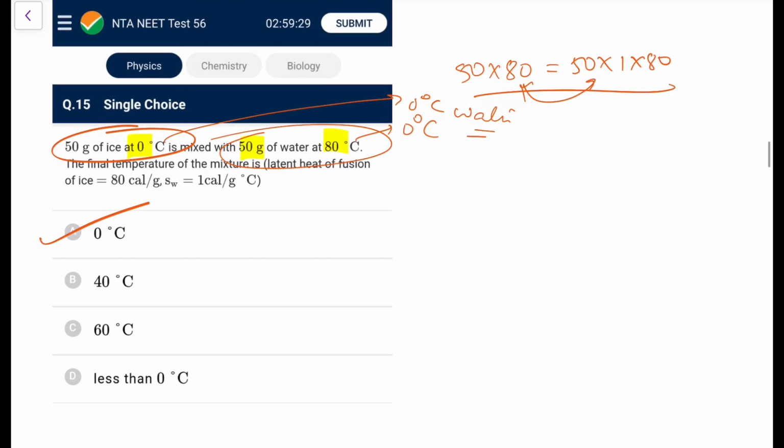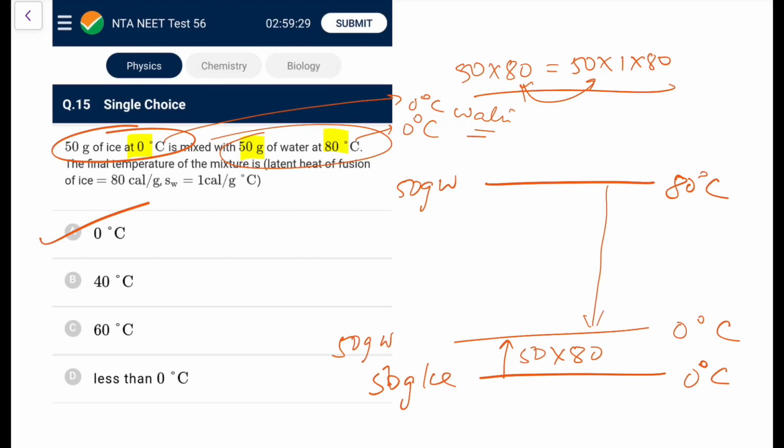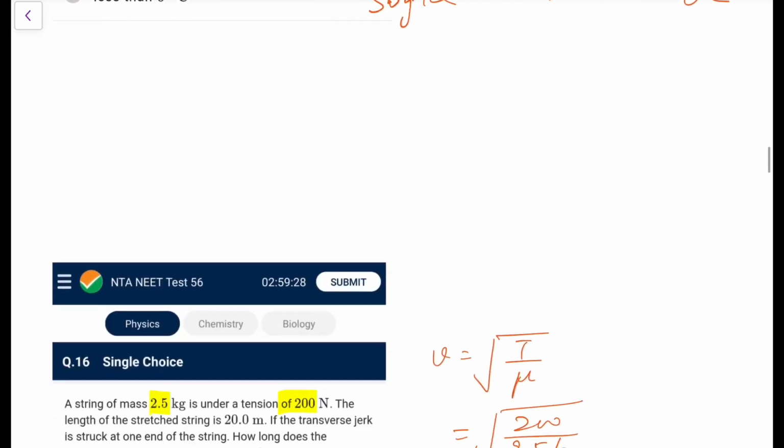Similarly, this is important, I'll tell you. 50 gram of ice was at 0 degree, 50 gram of water at 80 degree. So for ice to melt at 0 degree and become 50 gram water, it requires 50 into 80. And if the water comes to 0 degree and remains water, it would release 50 into 1 into 80. So both are equal, that means it is exactly the same amount. So finally you will have 100 gram water at 0 degree Celsius.